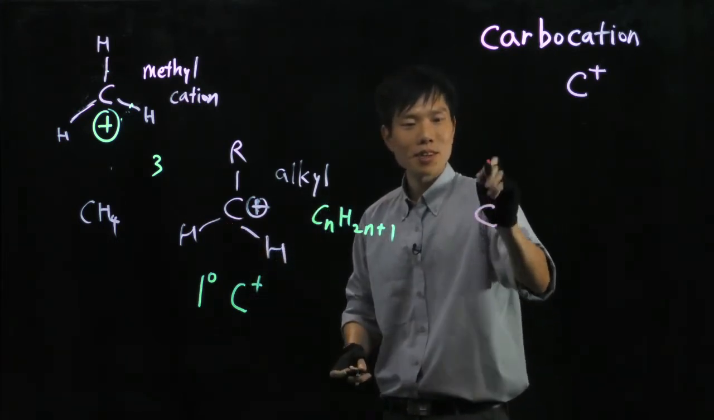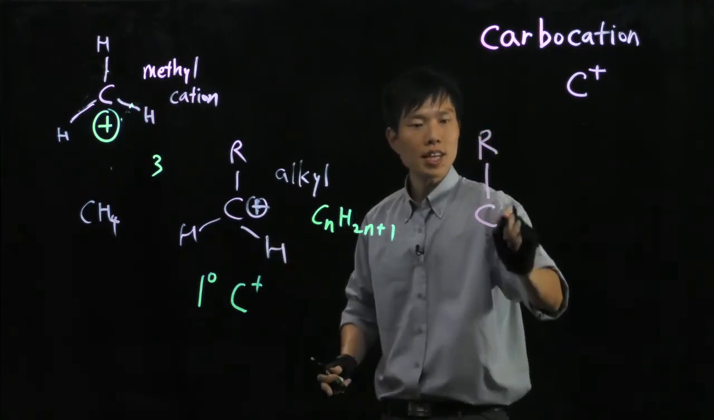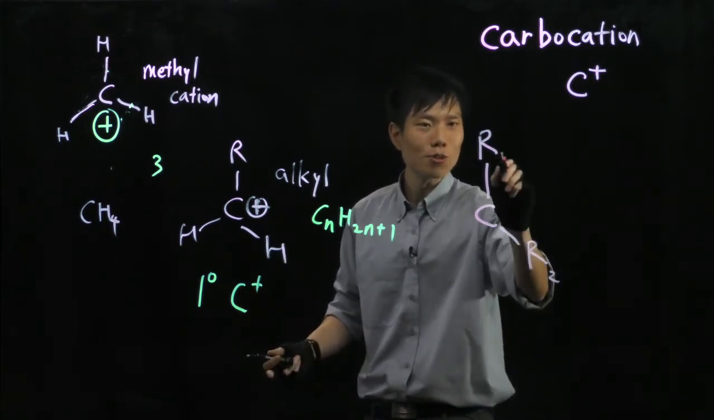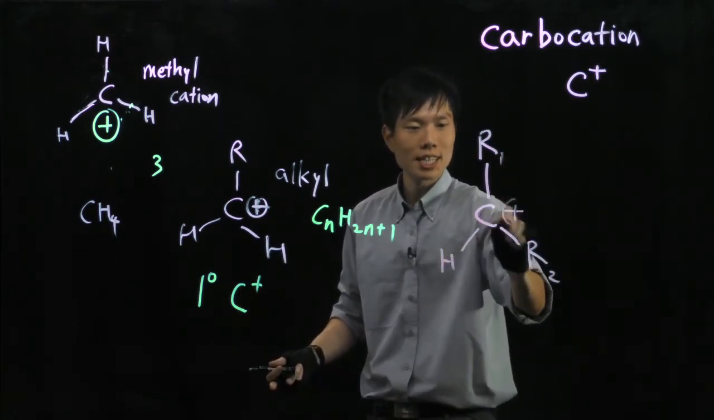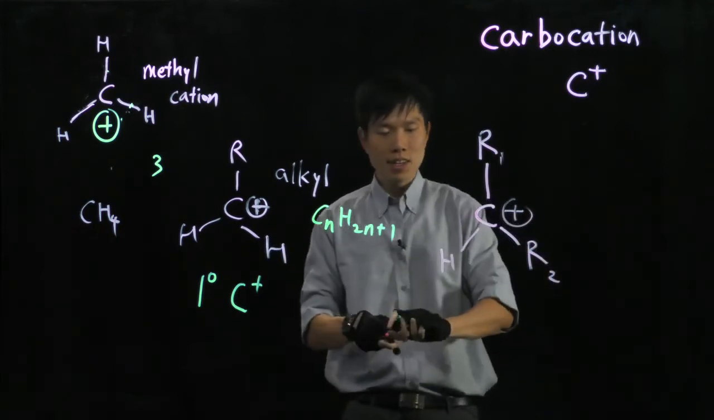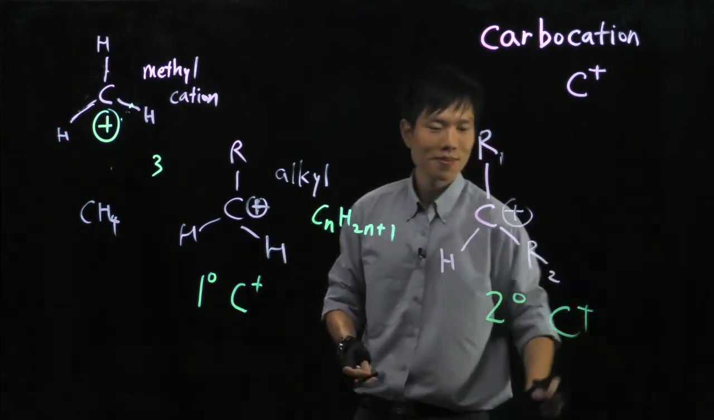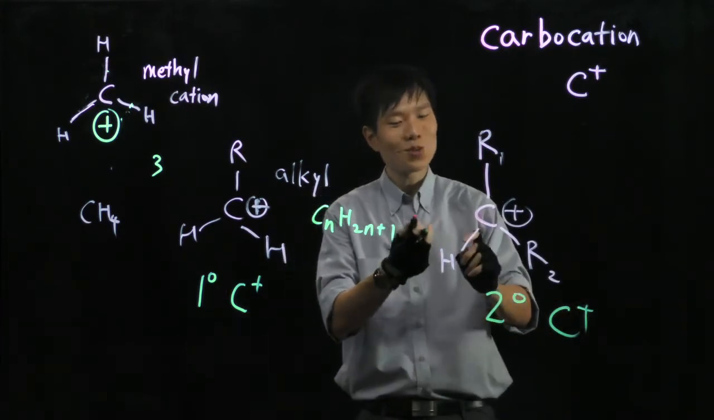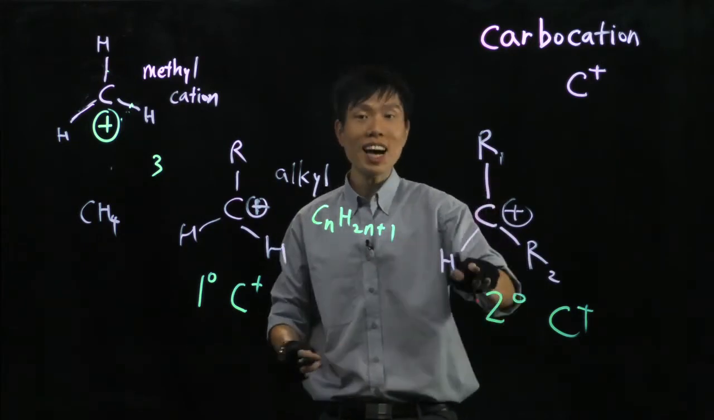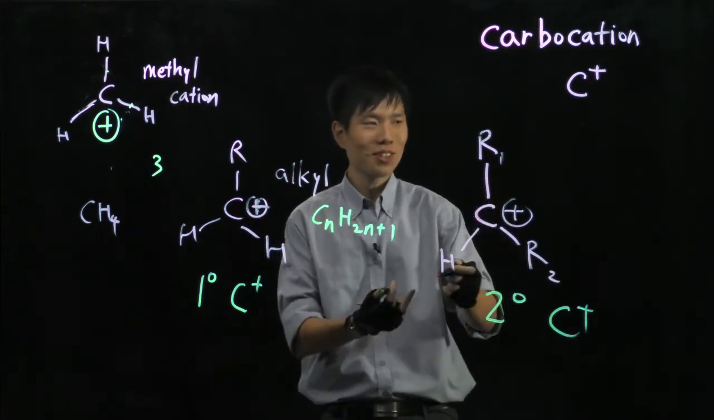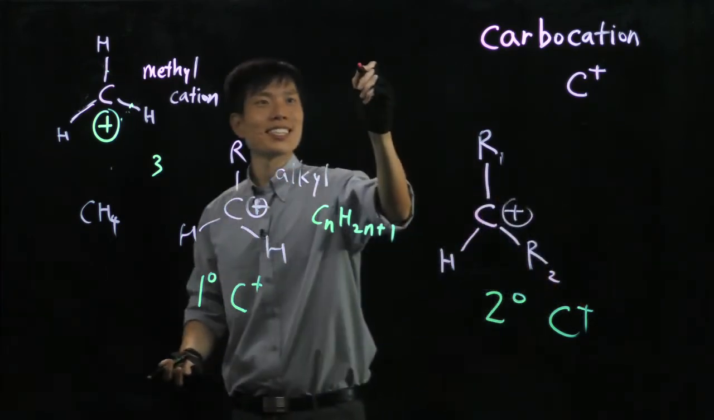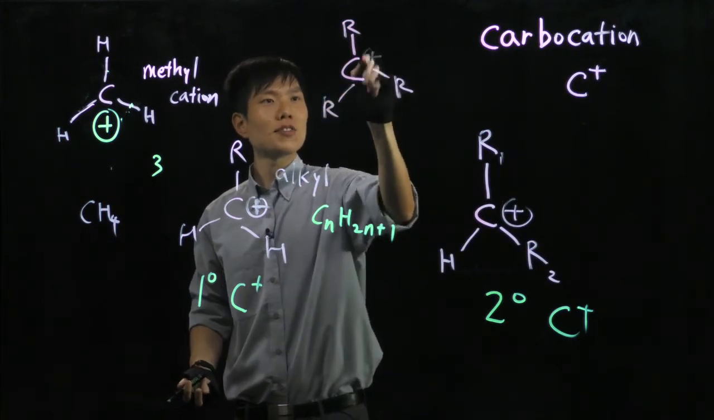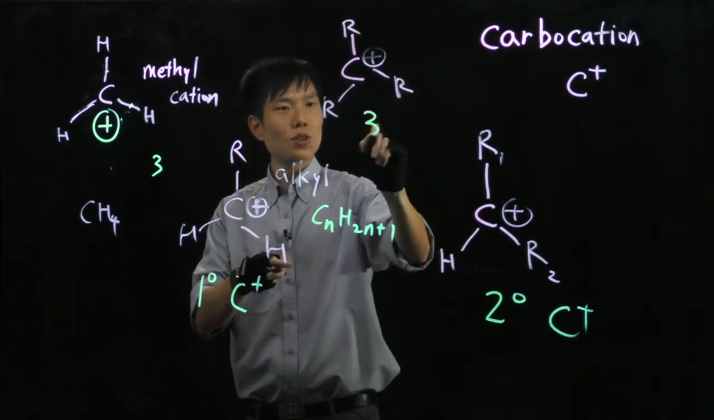Next up, if I replace another hydrogen with another R group, again these 2 R could be the same, could be different. Let me just put R1 and R2. C plus. And this will be termed as a secondary carbocation. So what is a tertiary carbocation? As you have known by now, it will be replacing the last hydrogen by another R group. So let me draw it here. R, R, R, positive charge. So this is a tertiary carbocation.